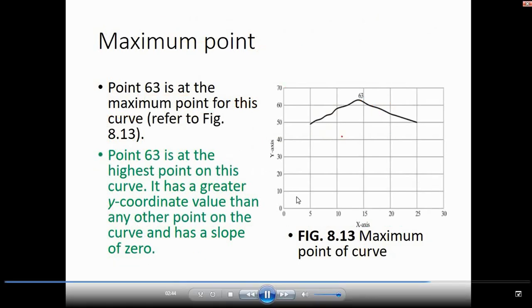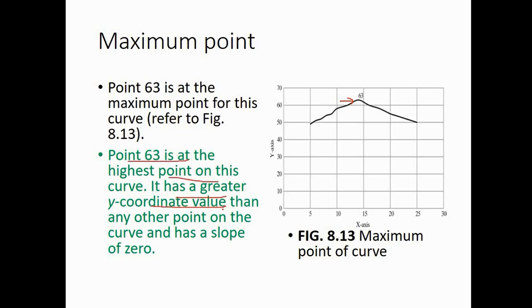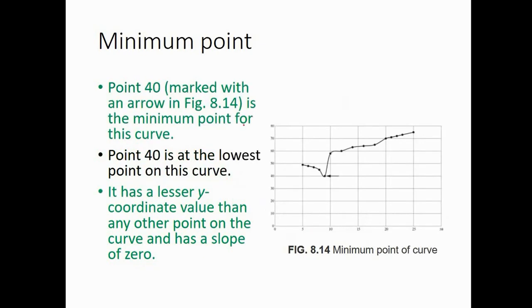Consider this example graph. Here the maximum y coordinate value is 60. So 60 is the point at the highest point in the curve. It has a greater y coordinate value than any other point on the curve, so it has a slope value of 0. For the minimum point, 40 is the value of y in this graph. This is the minimum point and is the lowest point on the curve. It has a lesser y coordinate value than any other point on the curve, and it has a slope value of 0.